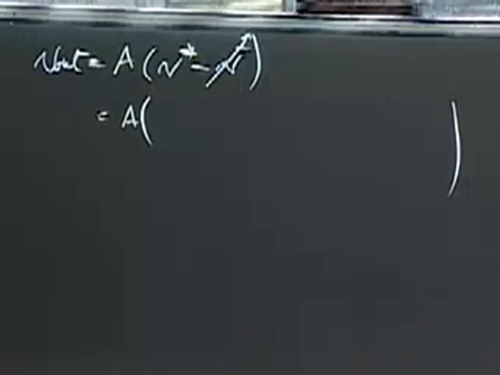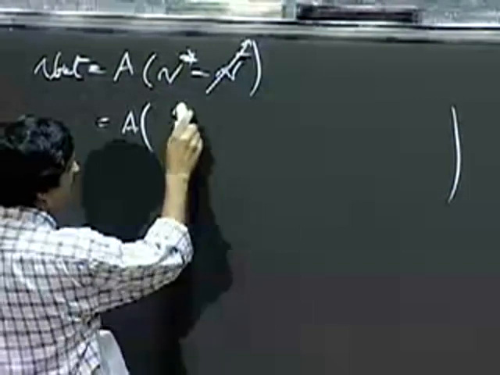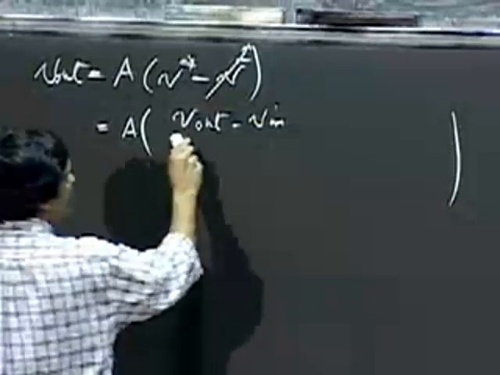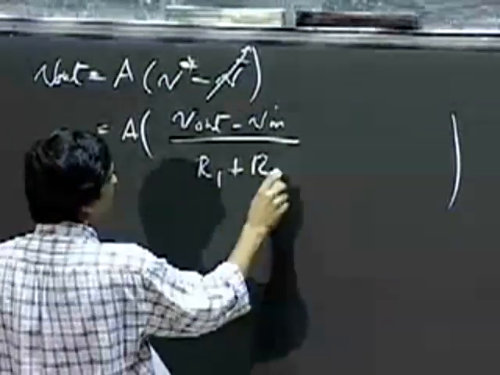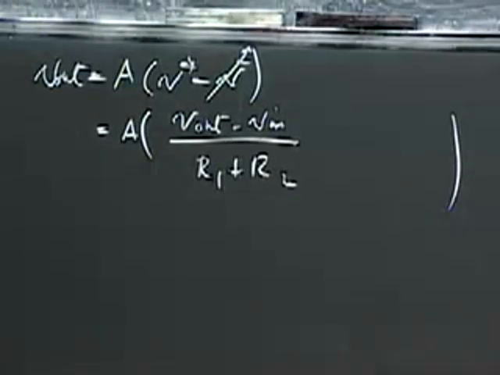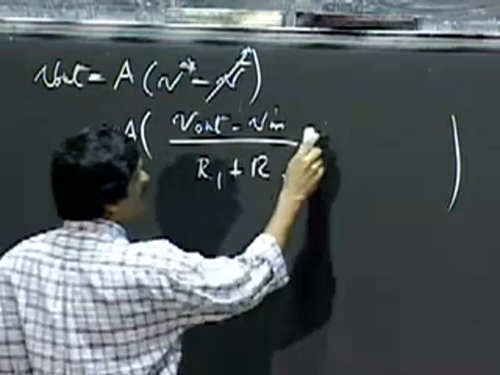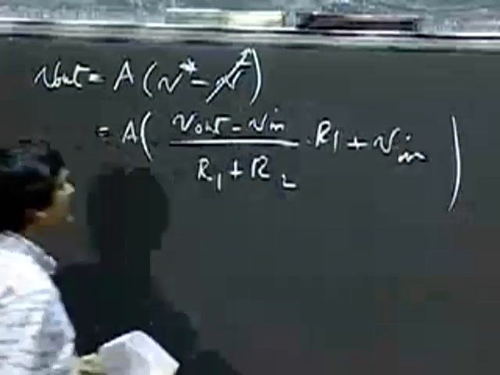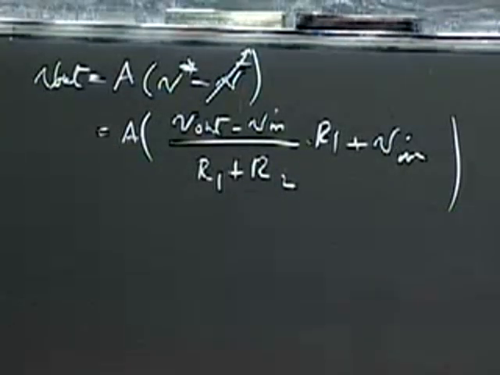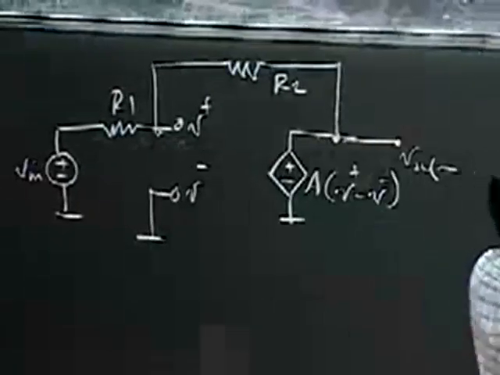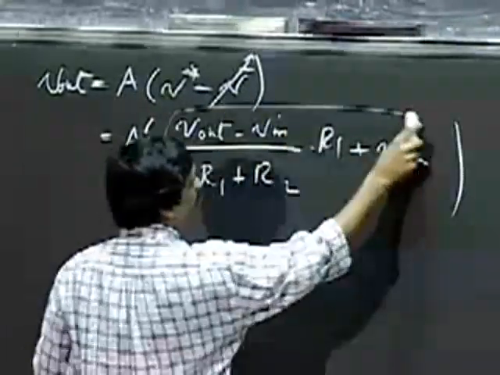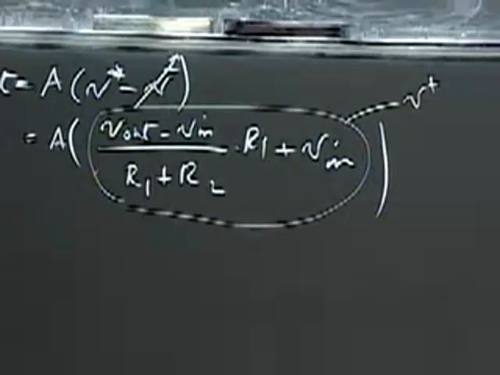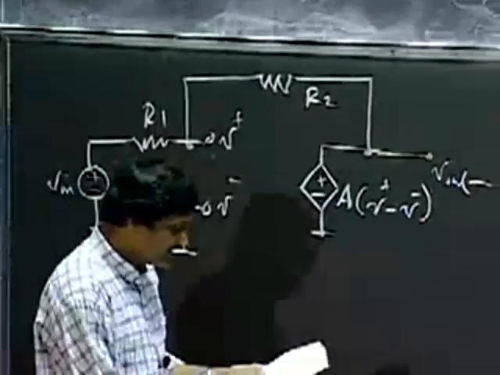So the current through this is simply V out minus V in. So that's the voltage drop between these 2 points. I divide that by the resistance R1 plus R2. That gives me the current flowing through here. That times R1 is the drop across resistor R1. And to that I add V in, and that gives me the voltage V plus. Okay, so that's V plus. That's simply V in plus the drop across the resistance R1.